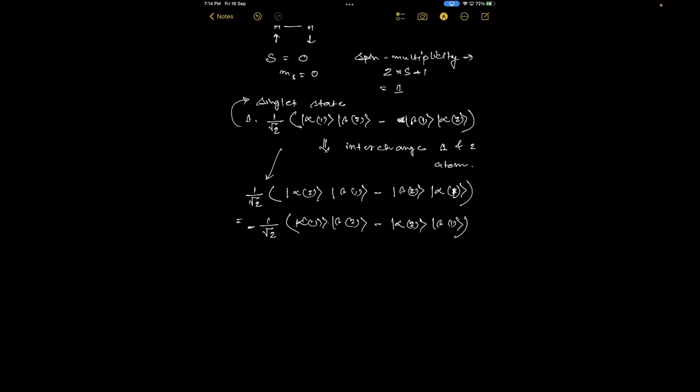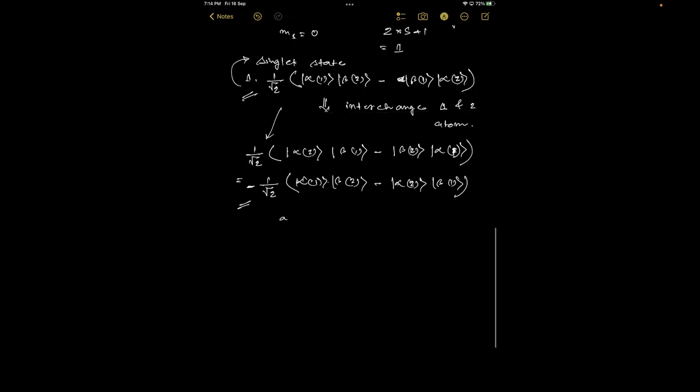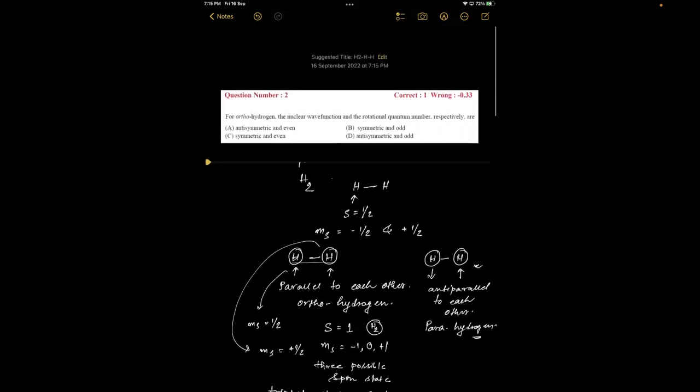Now let's compare this wave function and that wave function. These two wave functions are actually identical to each other, but with respect to a minus sign. So that means for the para hydrogen case, if we interchange two hydrogen atoms, the wave function corresponding to the singlet state will be anti-symmetric. That means in this case the spin states are anti-symmetric with respect to interchange of two hydrogen atoms. Anti-symmetric. So actually we have answered the first question.